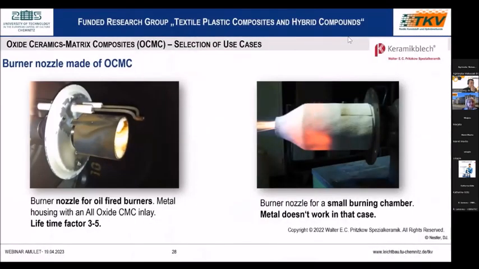Some examples here from Walter Pritzkow. He is also here in the auditorium. He knows the oxide ceramics better than I, and he is from the Ceramic Bleach company.